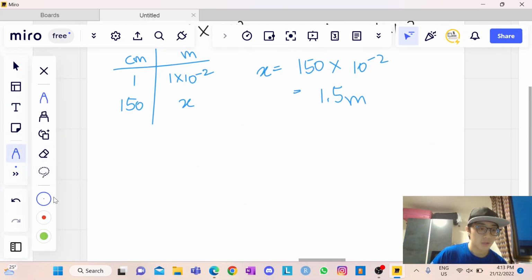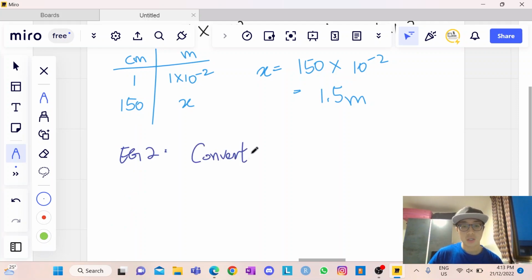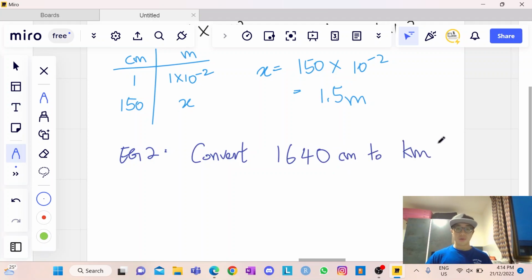The second example, e.g. number 2, convert, let's say 5, now I'm using 5 a lot, 1640 cm to km. Okay, so there's a lot of misconception here. A lot of times people would think 1 km is equal to 1000 cm, and it's actually the wrong one. 1 km is only equal to 1000 m. So this is very important. As you can see from cm to km.